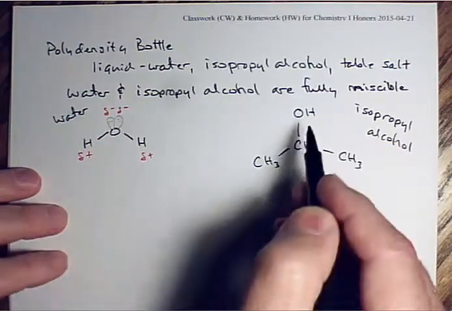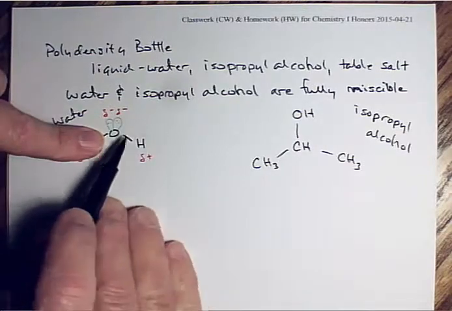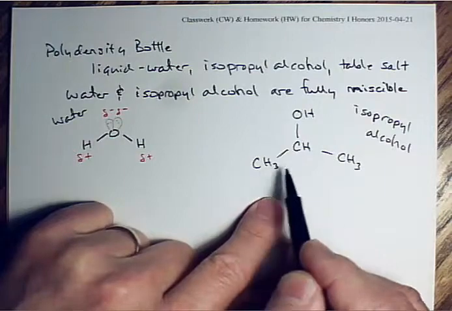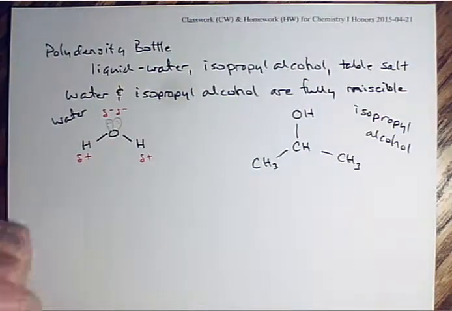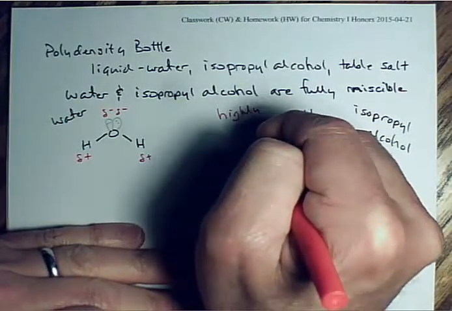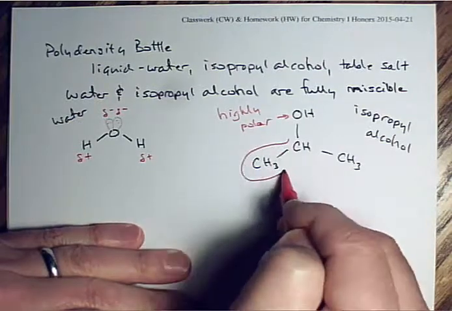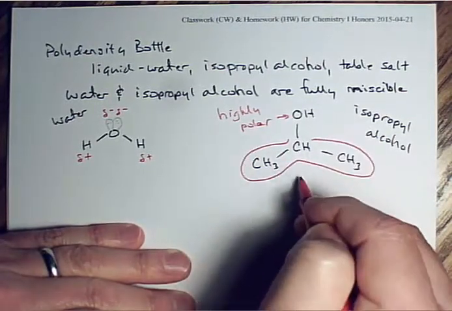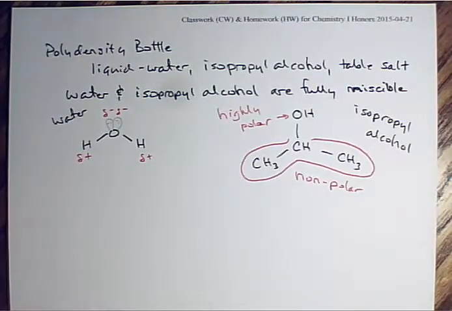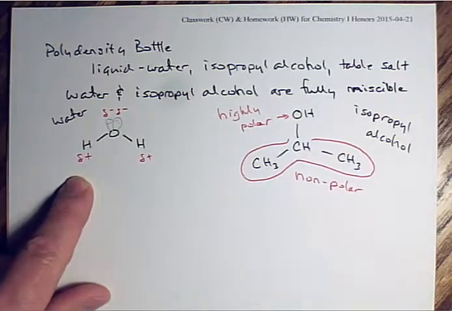All right, so water's highly polar. Well, this OH group up here is also highly polar, just like this part of the water molecule is highly polar. But the problem is that this part down here is very nonpolar. So we've got a polar part where the OH group is located, and we've got a nonpolar part down here where the CH groups are located. So overall, the isopropyl alcohol is less polar than water is.